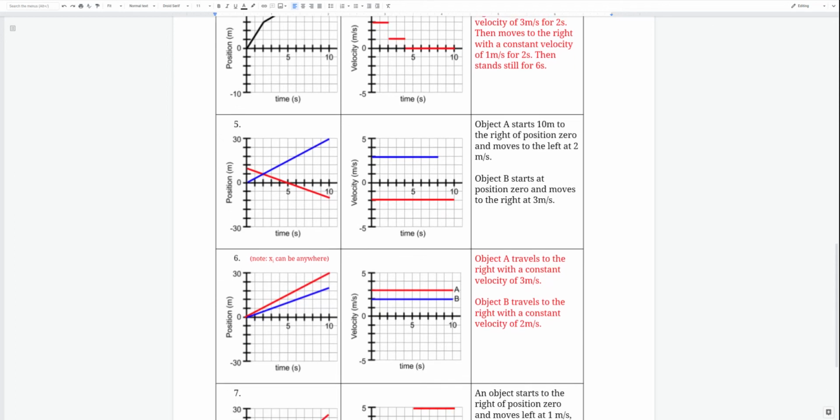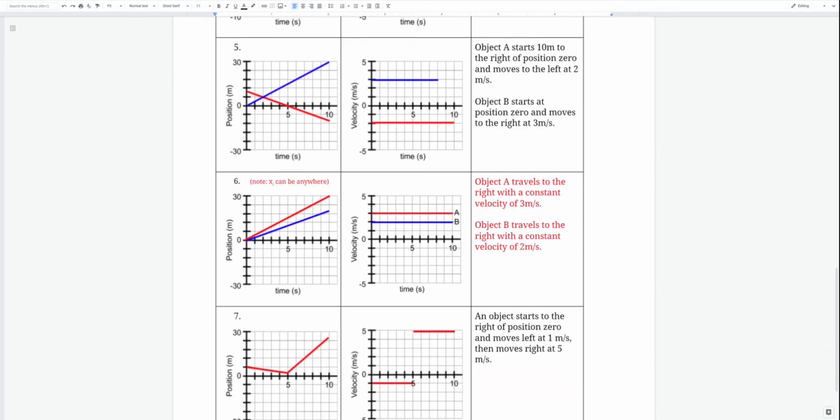Here in number 5, we start seeing multiple objects. So object A starts 10 meters to the right of 0, and it moves left at 2 meters per second. B starts at position 0, and it moves to the right at 3 meters per second. Position 0 is just like the same thing as the origin, just another way to phrase it.